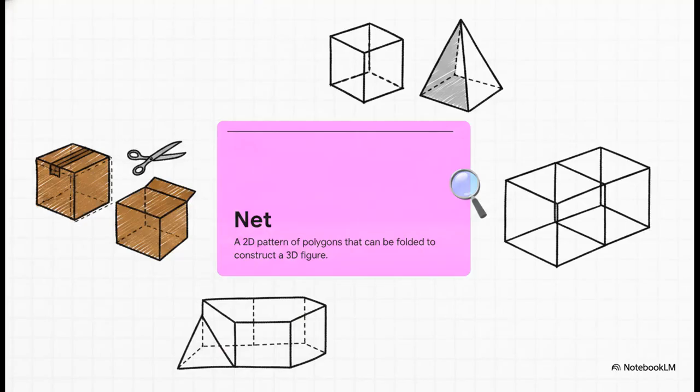This is where things get incredibly cool. We're bridging the gap between flat, 2D drawings and the 3D space we actually live in. Imagine carefully taking a cardboard box, cutting it along its edges, and unfolding it completely flat onto your kitchen table. What you're looking at is called a net. A net is essentially a 2D map of a 3D shape.